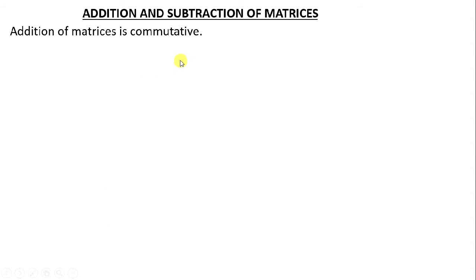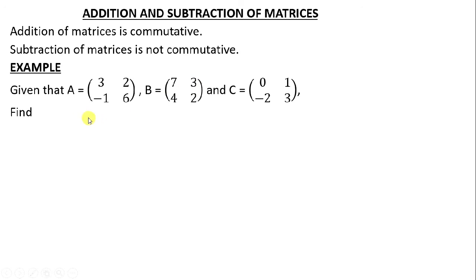Now, when you are looking at addition and subtraction of matrices, addition of matrices is commutative, meaning you can put them in any order when you are adding and you still get the same answer. Subtraction of matrices is not commutative. When you put them in any order, you are not going to get the same answer. Let's go to an example.